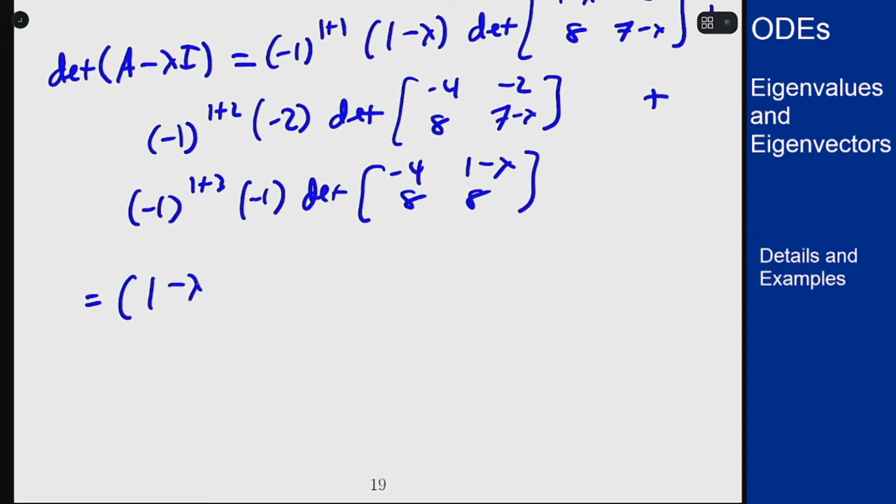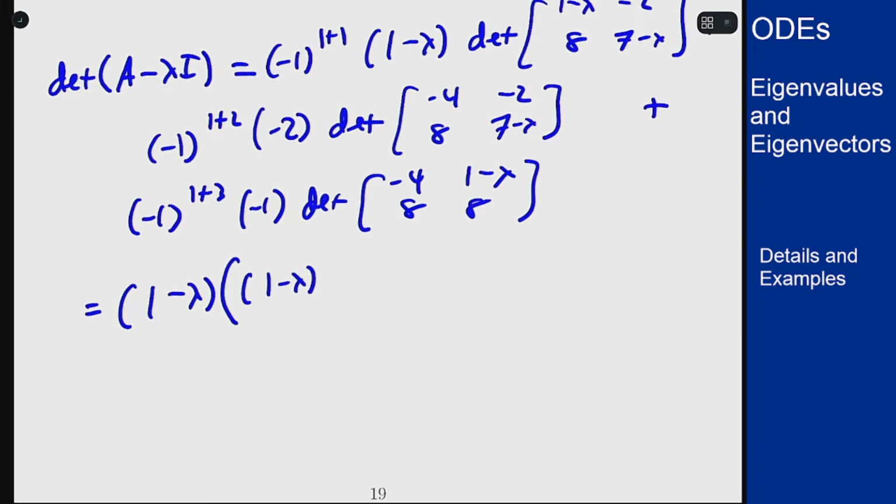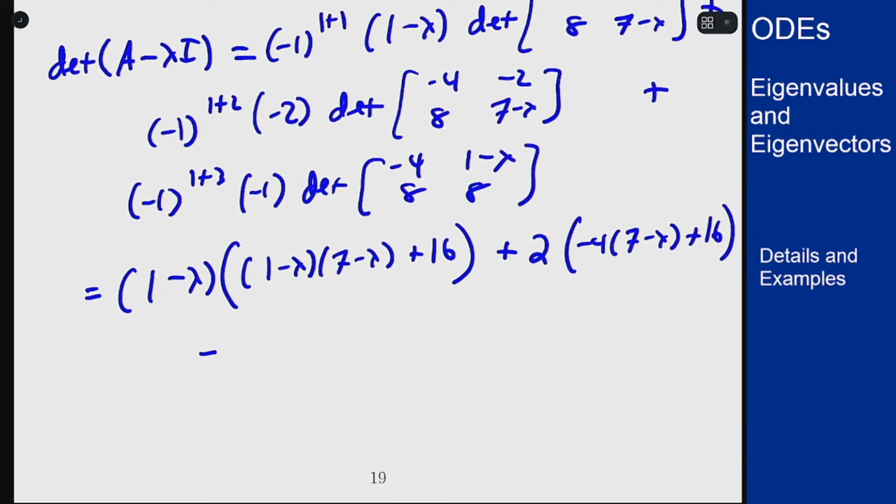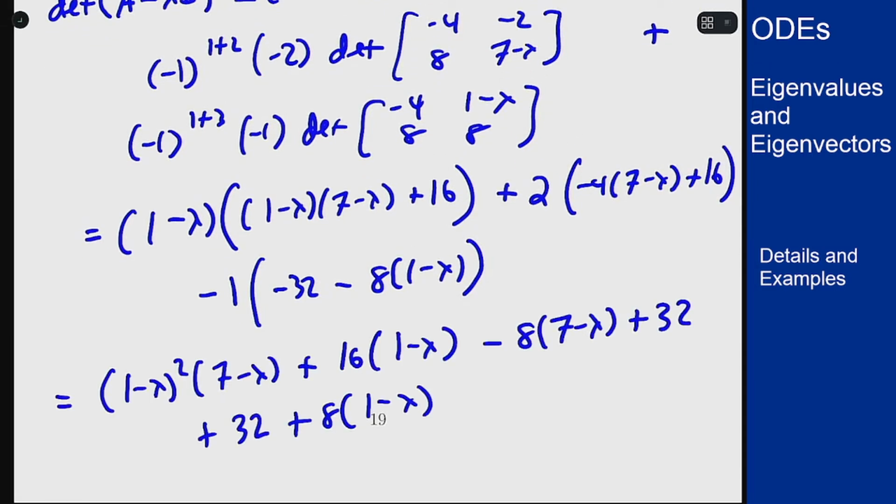1 minus lambda, 1 minus lambda, 7 minus lambda plus 16. Plus 2, negative 4, 7 minus lambda, plus 16, and then minus 1 times negative 32 minus 8, 1 minus lambda. We can then try to expand all this out and see what happens. And yet again, nothing super convenient, so let's just expand everything out into an entire polynomial and see if we can figure out a root once we get to that polynomial at the end of the problem.